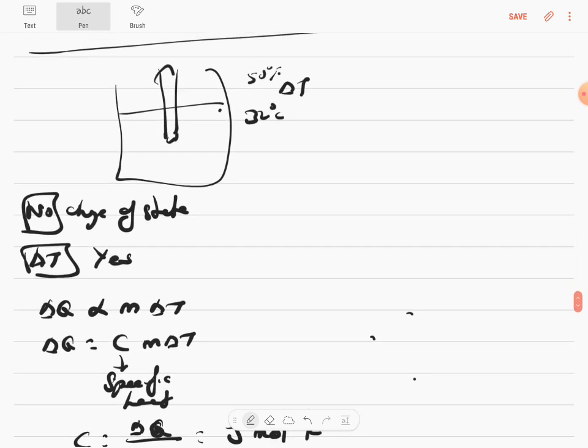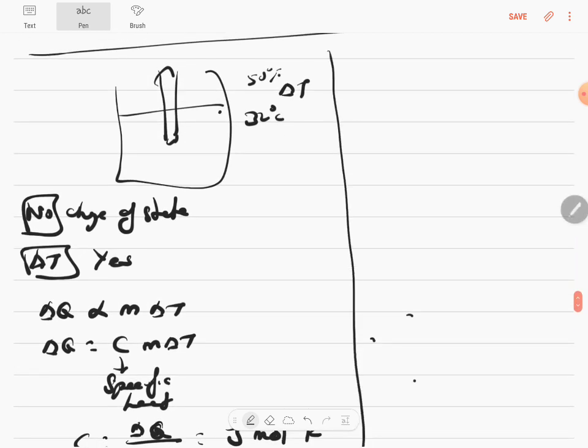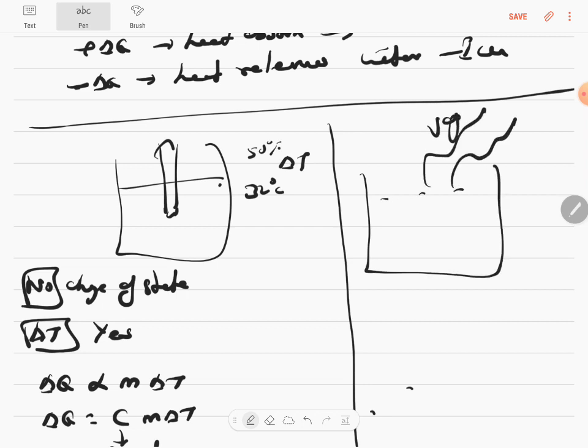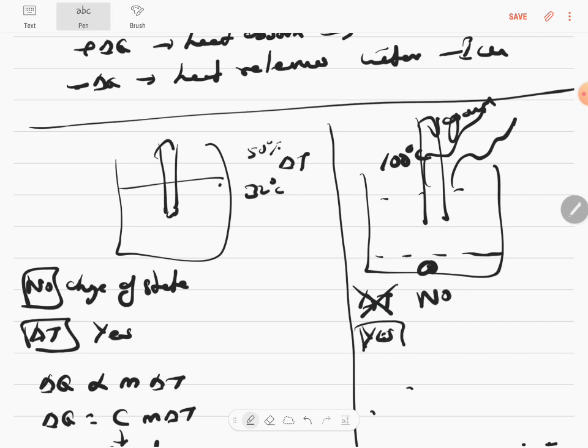The word specific heat comes in this case where there is a change in temperature in the thermometer, but there's no change of state. When will the change of state happen? When the water starts evaporating into vapors. That happens at exactly 100 degrees Celsius. Until all the water evaporates, it will still show only 100. The thermometer will always show only 100 degrees. Therefore, there is no delta T, but there is change of state.